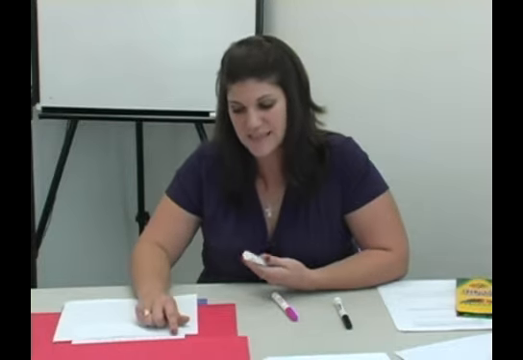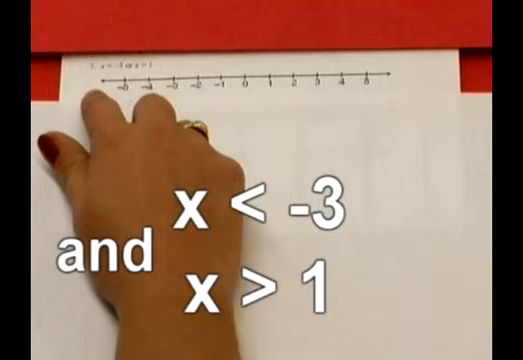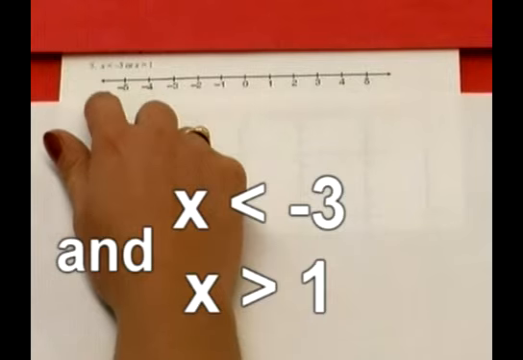Now we have this system of equations, which is x is less than -3 and x is greater than 1. And yes, I just threw in a new vocabulary term for you. A system of equations is just more than one equation. So you have two equations here, a system of equations.